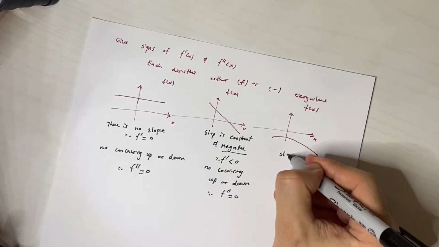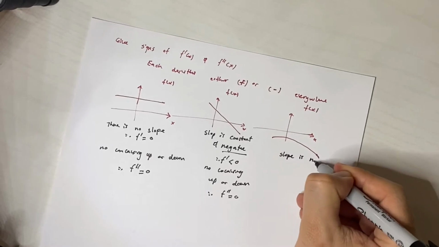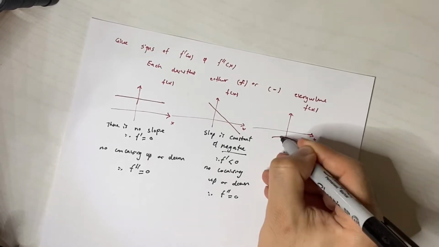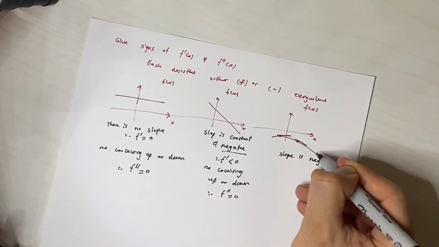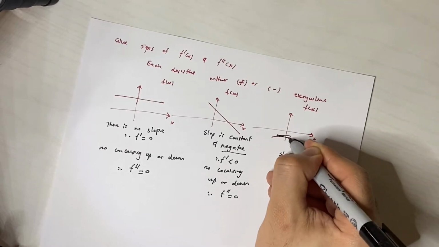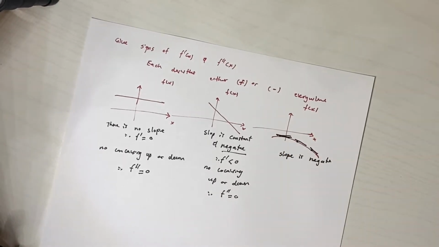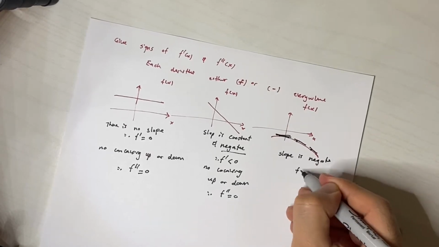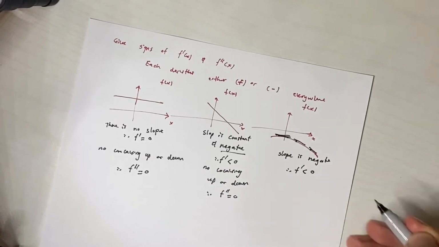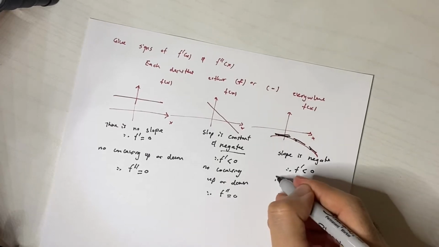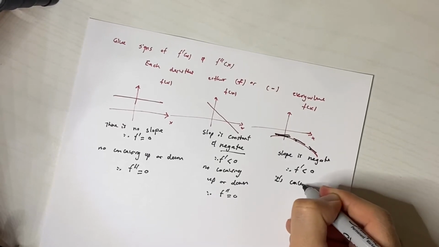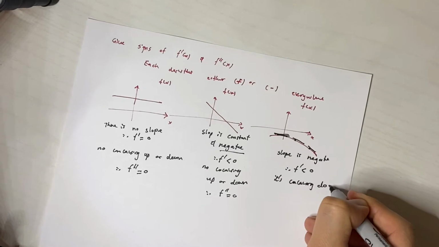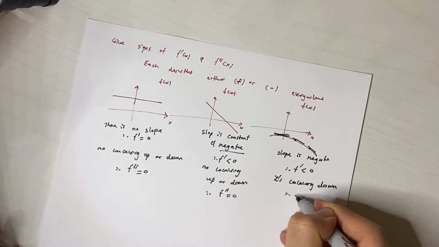For the last graph here, we notice that the slope is negative and also is changing to be more and more negative. That just means that the first derivative is negative. And then for the second derivative, it's negative because it's concaving down.